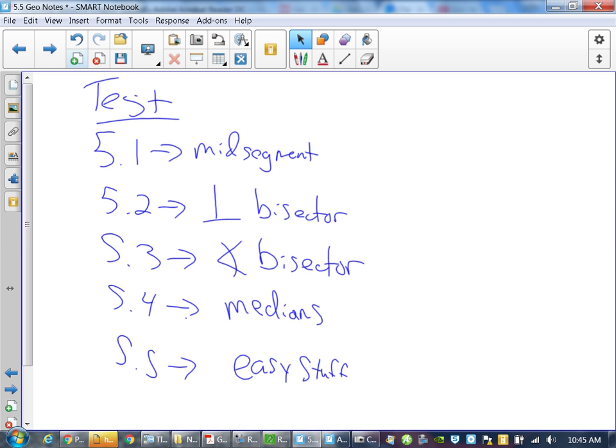The angle bisectors had the other one, the incenter. That was the one that was point to side. And then the last one that we did yesterday was the medians. And I left up the fun median stuff up there. That was the centroid. And then today, obviously, is the easy stuff of the triangle inequality.